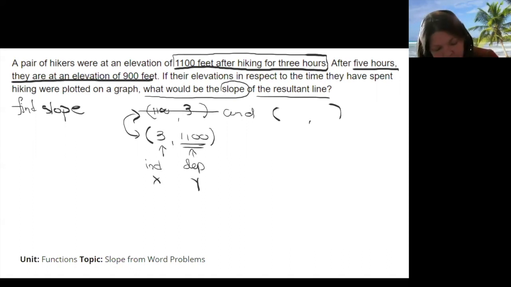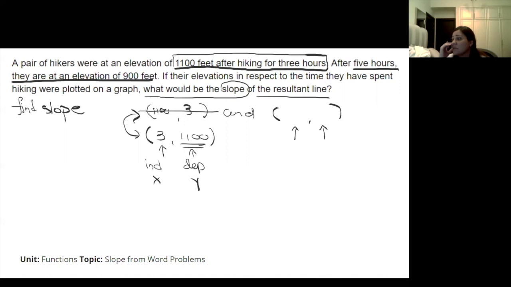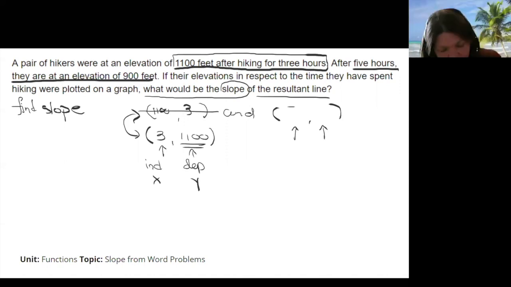Okay, so then let's look at the other one. After 5 hours, they are at an elevation of 900 feet. That's a point. What point is it? It will be the same. 5, 900. Yeah, it'd be the same. After 5 hours, I'll be at 900 feet.